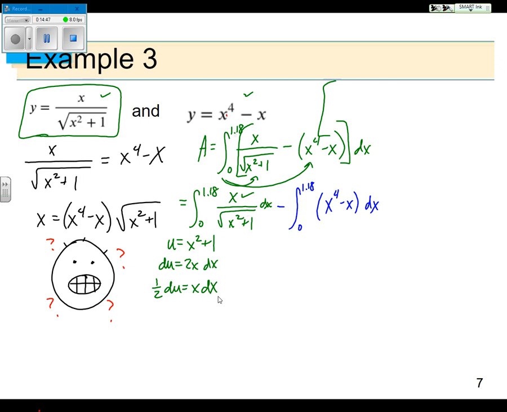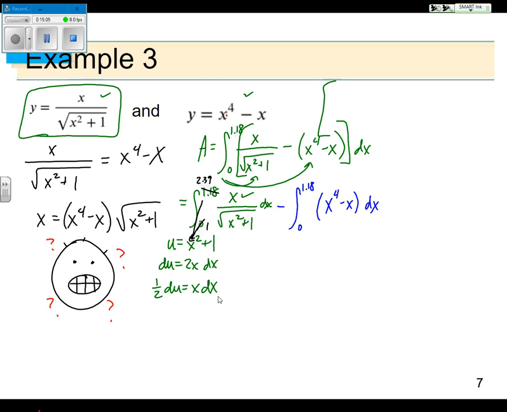So that will allow me to rewrite all of this. And I'm also going to change my endpoints. I'm a fan of changing the endpoints. If I plug in 0 in right here, I get 1. And if I plug in 1.18 in for x, I get 2.39. So I'm going to go ahead and change my endpoints as well.